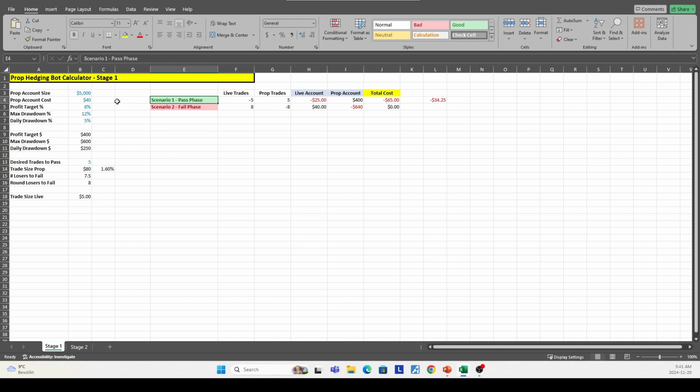We could also assume that this would be a one-phase prop firm challenge, and the math would be relatively similar, or in this case, for the first phase, the math would be the same. You would just change the profit target. But essentially here, there's two different scenarios.